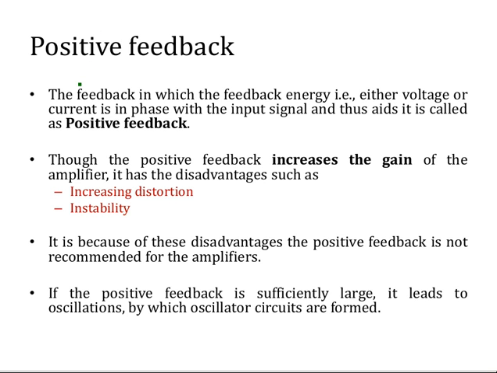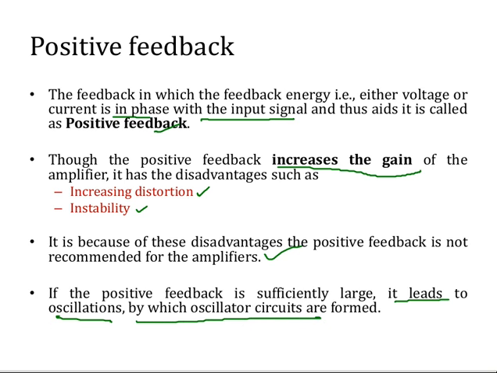So positive feedback. The feedback in which the feedback energy, that is either voltage or current, is in phase with the input signal and thus aids it, is called positive feedback. Though positive feedback increases the gain of the amplifier, it has disadvantages such as increasing distortion and instability of the amplifier. So it is because of these disadvantages that positive feedback is not recommended for amplifiers. If the positive feedback is sufficiently large, it leads to oscillations. So you can see that positive feedback is utilized in oscillator circuits.